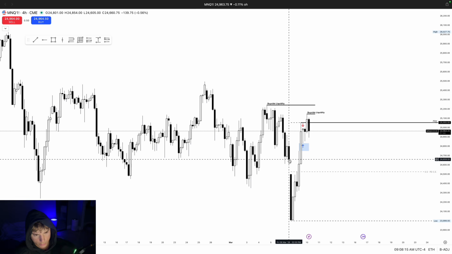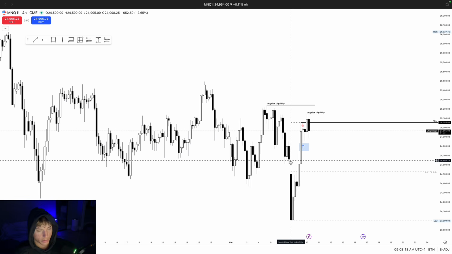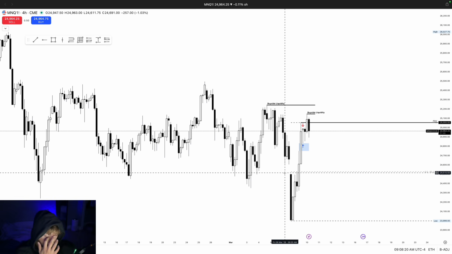And this is not a new week opening gap. Thought it was a new week opening gap, but it's not. Okay.